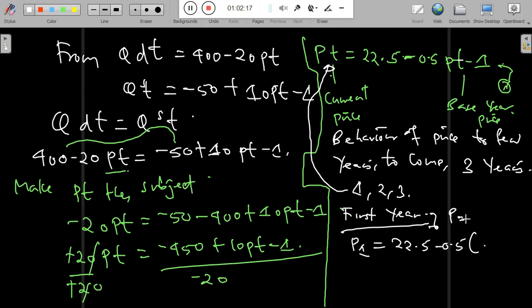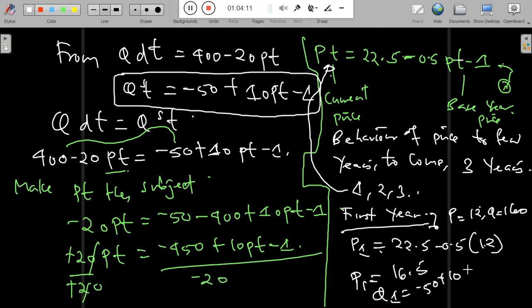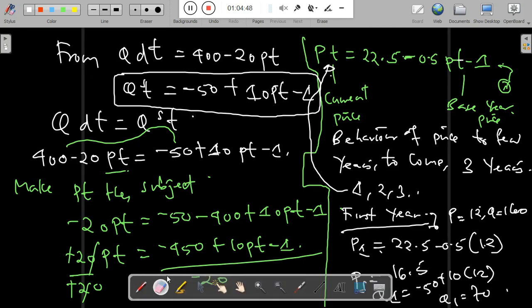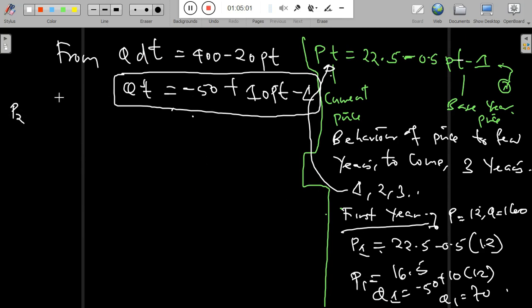For our case here, we've considered 3 years. So we take the first year among those 3 years, that is P1, equal to 22.5 minus 0.5 times the base year price. We plug in the price after the shock had occurred, where the output rose to 160, that is 12. When we plug in here, we obtain the price of the first year, which is 16.5. And for the output, we take the price to the quantity supply equation, that is negative 50 plus 10 Pt, plugging in the value of 16.5. We obtain the quantity Q1, that is 70.